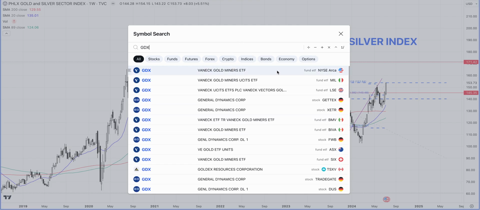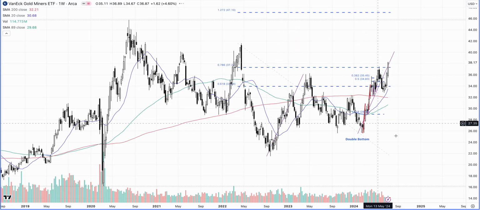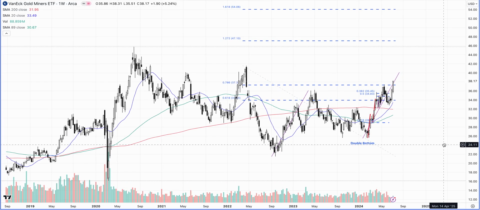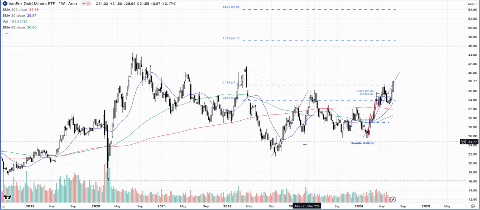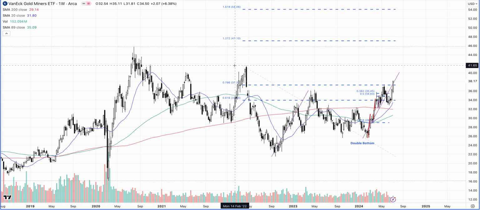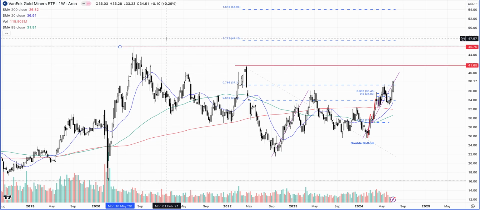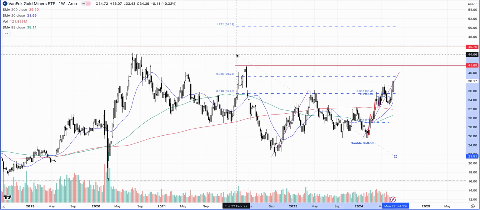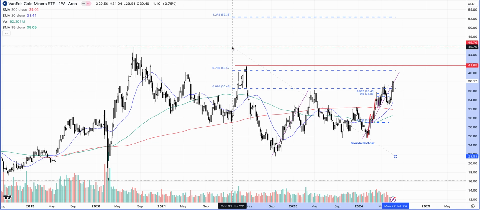Now, if you look at the GDX itself, this is the ETF for gold miners. Here, in my opinion, it's an ABCD. We should probably be able to target 40.17, and ultimately I think it's going for these highs right here, and then the all-time highs reached were right here. And I'm going to move it a little bit higher, this one. There we go.